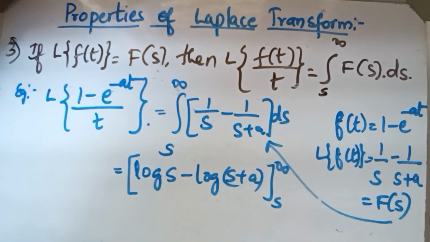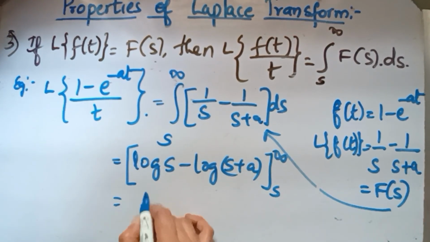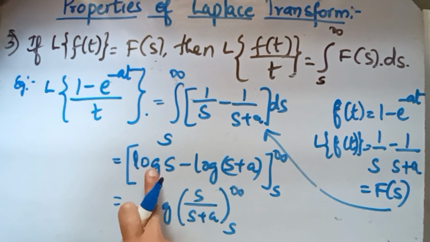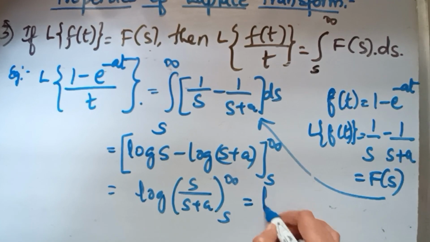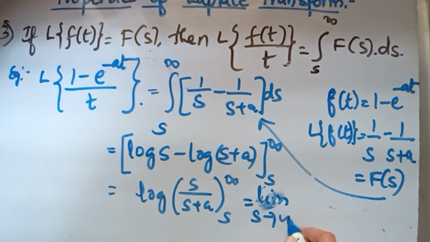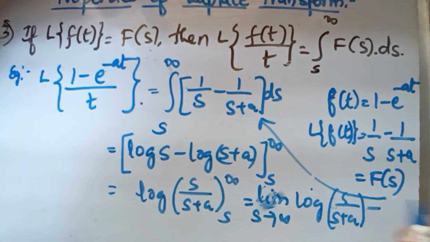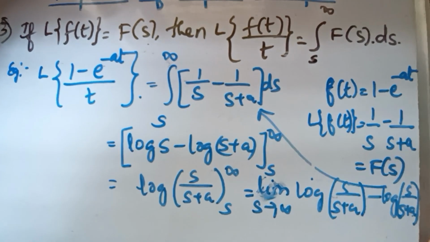Then I can write this as log of s by s plus a, from s to infinity. Log m minus log n is log of m by n. Now apply the limit. The upper limit is the limit as s tends to infinity of log of s by s plus a, minus the lower limit, which is s. So you will get the same log of s by s plus a: upper limit minus lower limit.